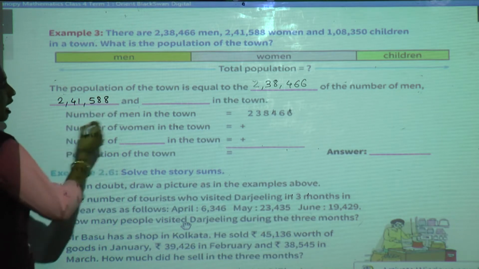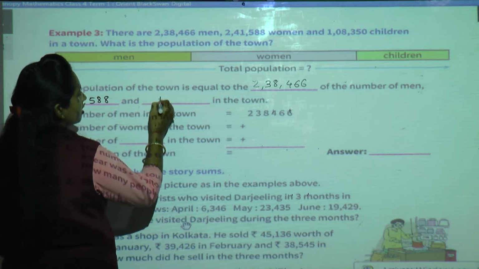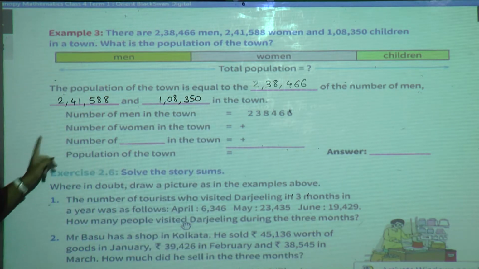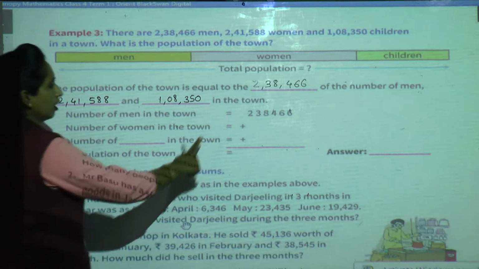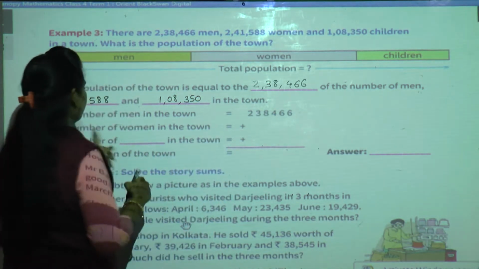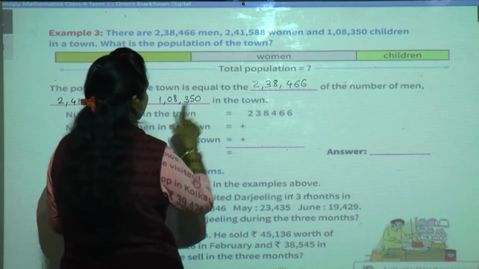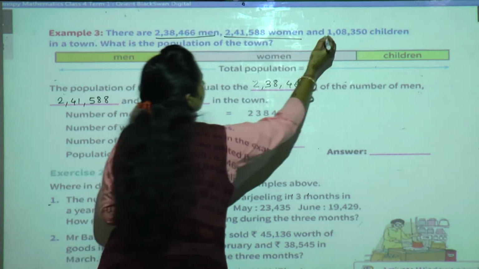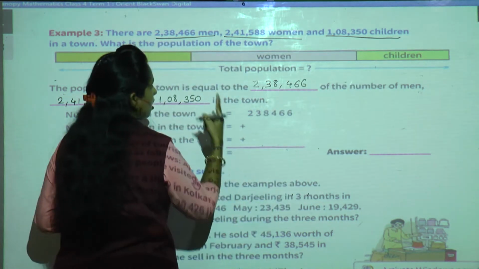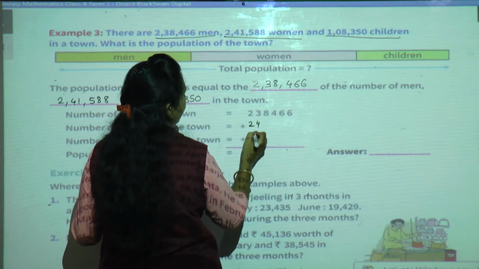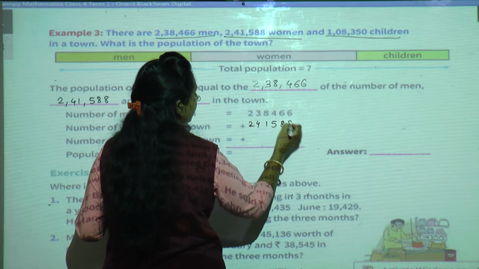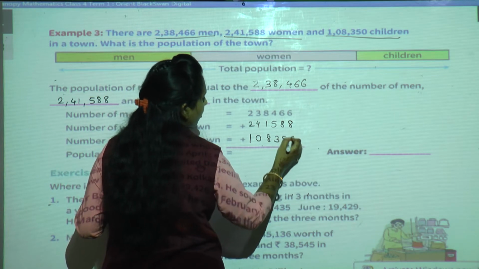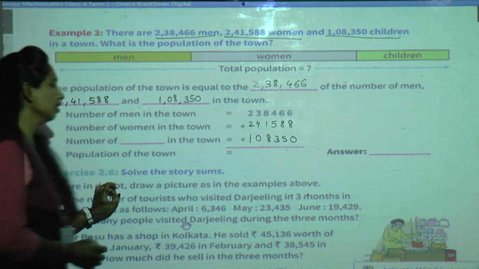2,41,588 and children are 1,08,350. Okay, the number of men in town they had already given here. The number of women in the town, how many? See, men, women and the children. Okay, so I'll write now women 2,41,588 and the children are 1,08,350. Now we will do the addition.